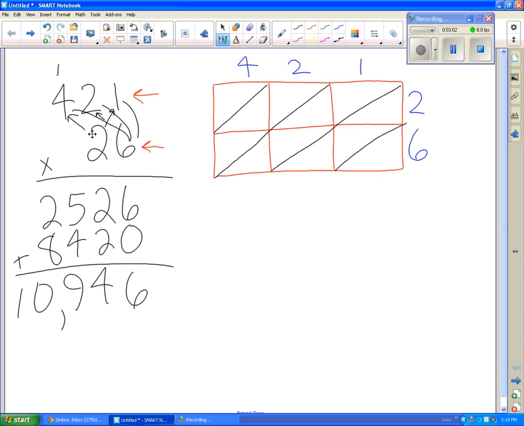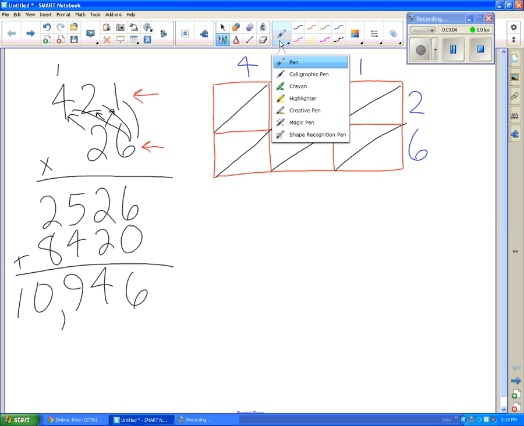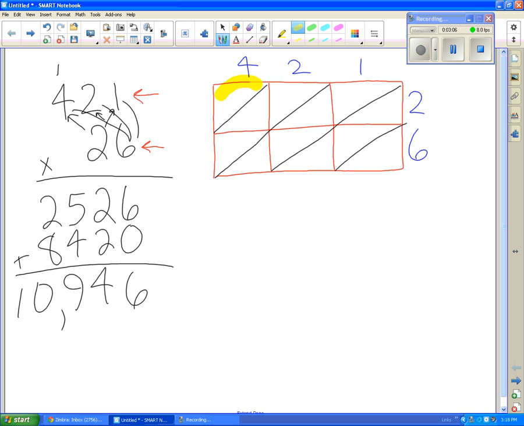All right. Now, I'm going to fill in each of these boxes with the product of the two numbers that come together to make that box. So this box I just highlighted, I want to put the product of 4 times 2. So 4 times 2 is 8. So I would put a 0 in the top and an 8 in the bottom. 0 tens and 8 ones.